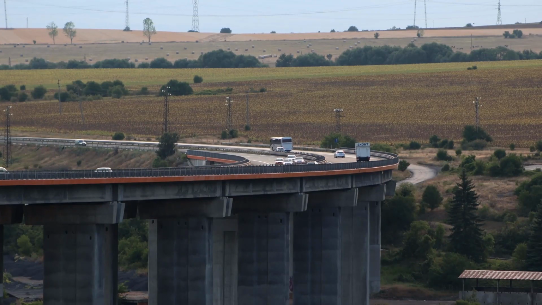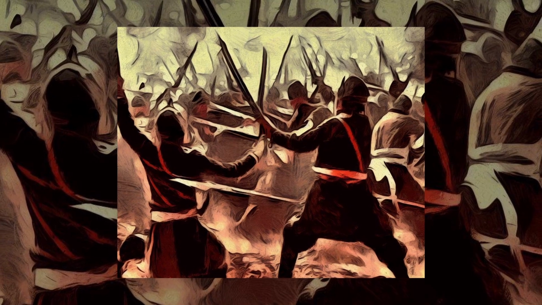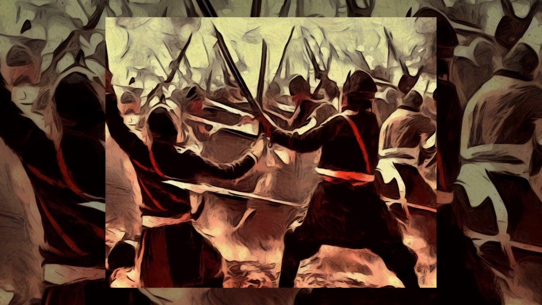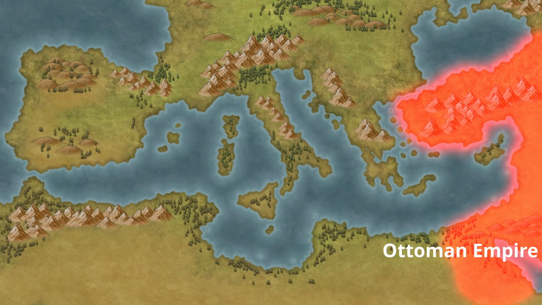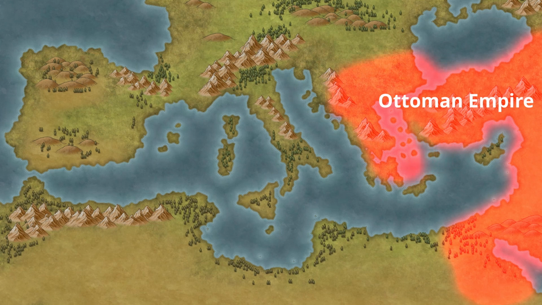The Battle of Mohacs in 1526 was a decisive victory for the Ottomans, allowing them to extend their influence into Central Europe. They went on to capture major cities such as Belgrade, Rhodes, and Athens, expanding their territories across the Balkans and the eastern Mediterranean. The Siege of Vienna in 1529 and subsequent attempts in the 17th century marked the empire's efforts to penetrate deeper into Europe, although they ultimately failed to capture the city.